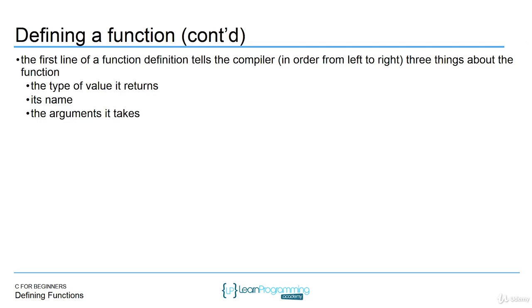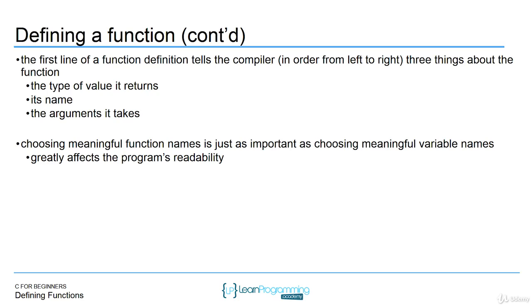The first line of the function definition tells the compiler, in order from left to right, three things about the function, as I mentioned: the type of the value it returns, the name of the function, and then any data it takes. And this is just to summarize. That's important. As far as function names, you want to choose meaningful function names.